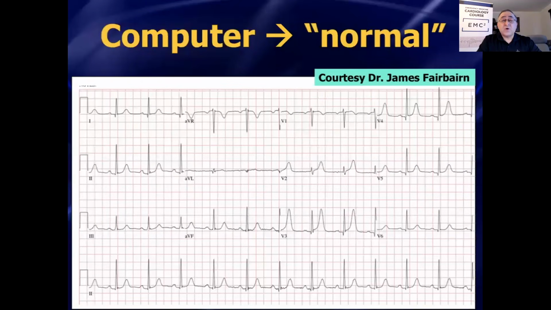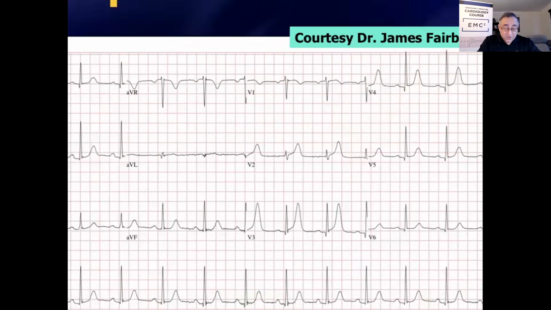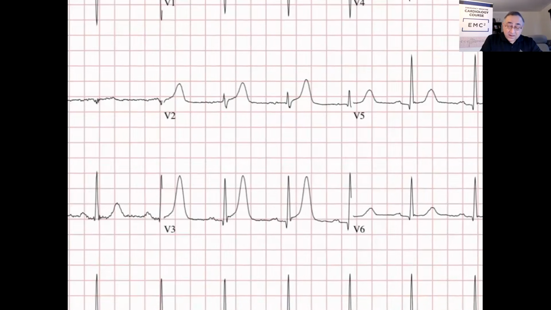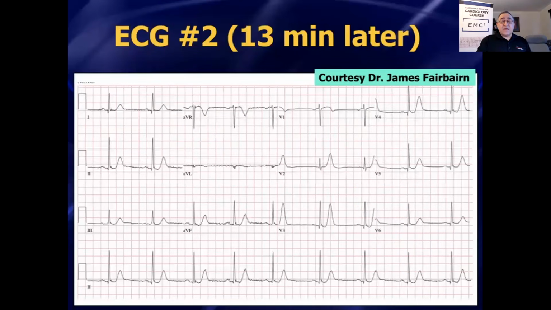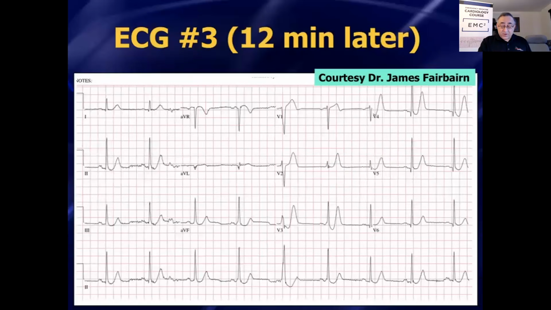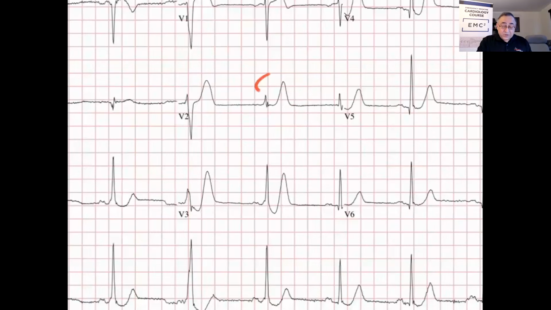Here's another case. A computer called this completely normal. And what you notice up here is V2, V3 once again. I think I can probably fit that inside the T wave and getting pretty close with V3 also. But there's no clear ST segment elevation. So what are you going to do if cardiology is not going to take them? You're going to just get some serial EKGs. So 13 minutes later, he gets another EKG, and we're getting a little bit more disproportion here. We get another EKG a short time later, another 12 minutes later, and now even more disproportion.